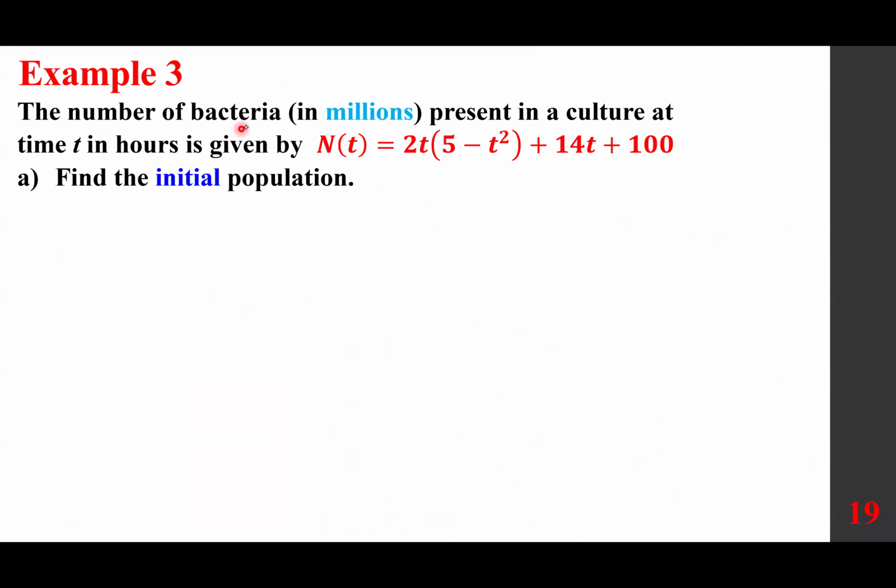The number of bacteria in millions present in a culture at time t in hours is given by n of t equals 2t times (5 minus t squared) plus 14t plus 100. Find the initial population. This is elementary algebra. Basically, it's asking you to plug in 0. Initial population, t is 0. And I hope you recognize this one as 0, this one as 0. You get 100. 100 what? Million bacteria.